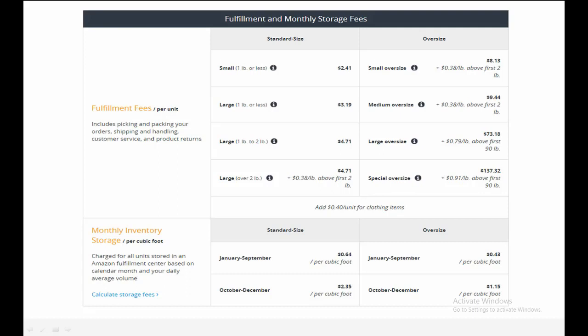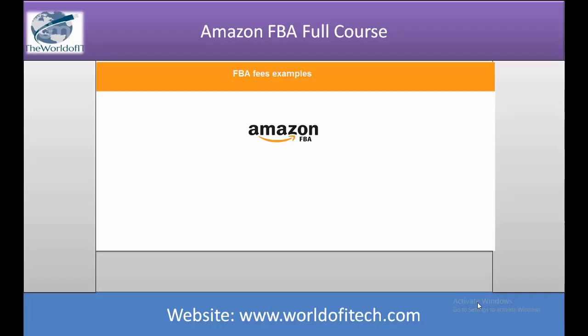Standard size, January-September $0.64 per cubic foot. October-December $2.35 per cubic foot. Oversized, January-September $0.43 per cubic foot. October-December $1.15 per cubic foot.